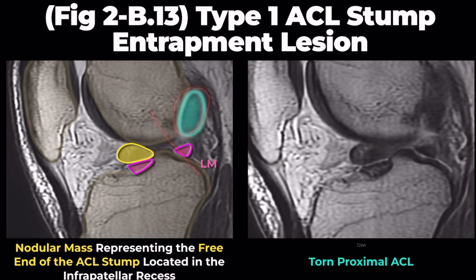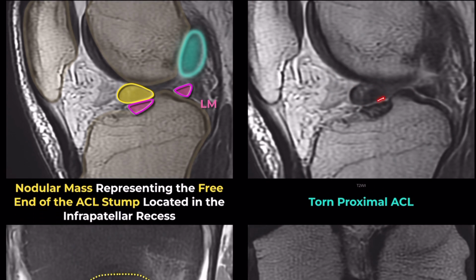proximal ACL fibers visualized. However, there is a focal nodular low T2 signal intensity mass seen in the infrapatellar recess, the posterior aspect of Hoffa's fat pad, and the intercondylar notch. Differential considerations for this appearance include displaced meniscal tissue, a loose body, or a localized tenosynovial giant cell tumor, in addition to the initial suspicion of a cyclops lesion or ACL stump entrapment.